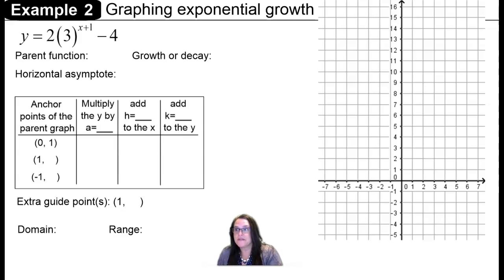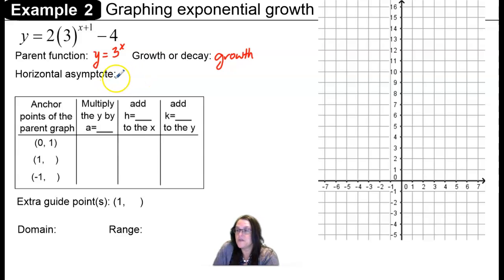Hey, so we're back with example 2 in the notes for exponential functions, and we're given the equation y equals 2 times 3 to the quantity x plus 1, and then minus 4. So the parent function is y equals 3 to the x power. Okay, that's my base of 3. Then that base, since it's greater than 1, means that this is an exponential growth function. So its slope is going to start out shallow and then get steeper, steeper, steeper in that J-curve.